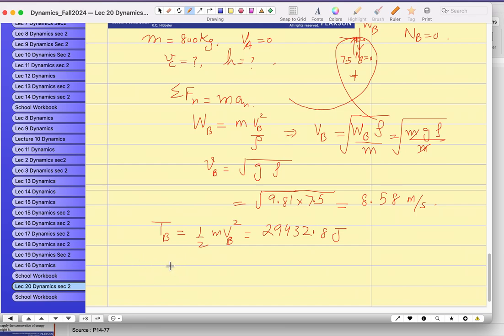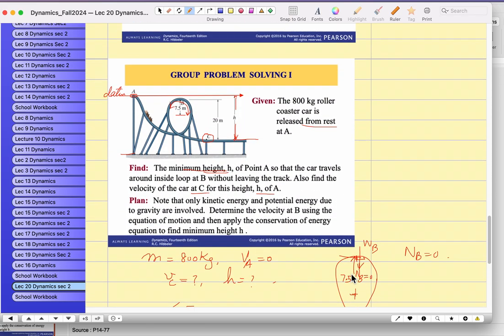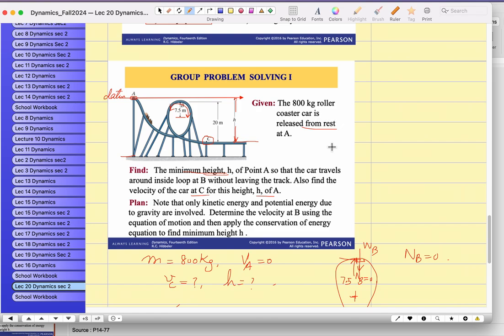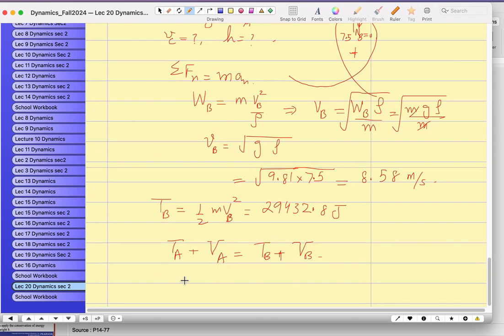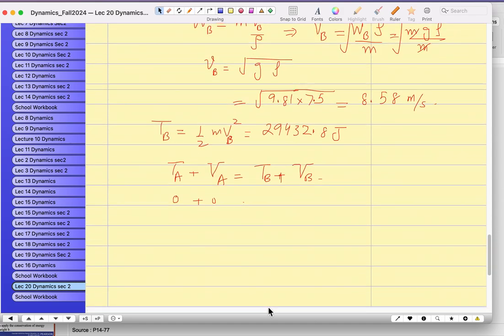Now let me take the equation of conservation of energy. T sub A plus V sub A equals T sub B plus V sub B. Initially it is starting from rest and passing through the datum line, so the left hand side is 0 plus 0, because there is no potential energy change passing through the datum. And T sub B is 29,432.8 joules, and V sub B equals mg.